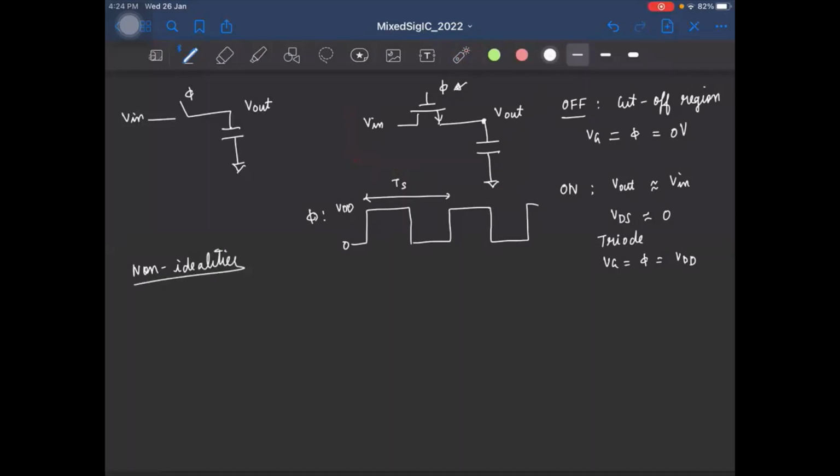So firstly, when the MOSFET is on, what do you think can happen? What do you think can go wrong? Or what can be the problem? Well, ideally, when the switch is on, we want the resistance of the switch to be 0, right? We want it to be acting like a short between the input and the output. But of course, when we have a MOSFET, we'll have some finite resistance when it is on, right? So the first issue is finite on resistance.